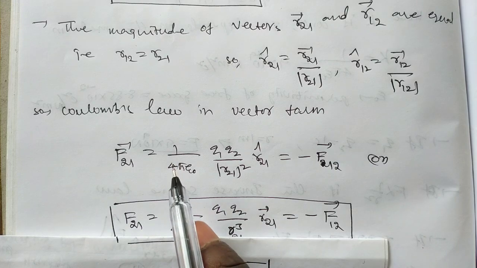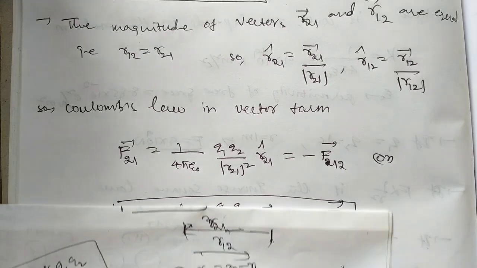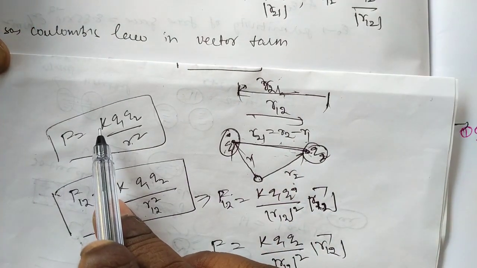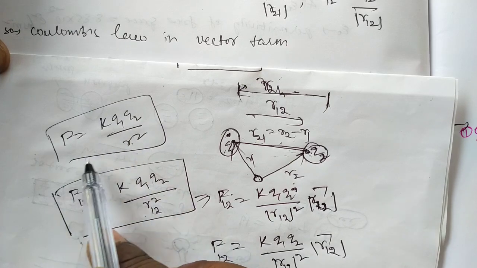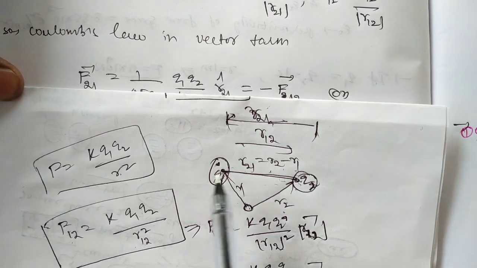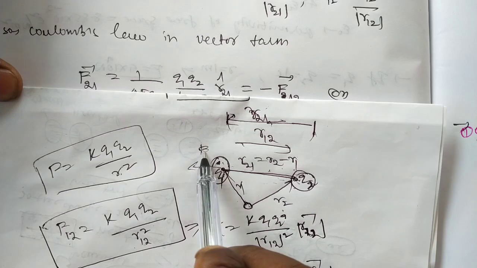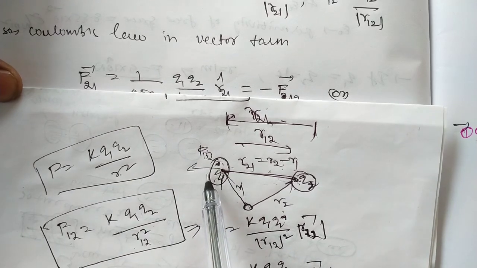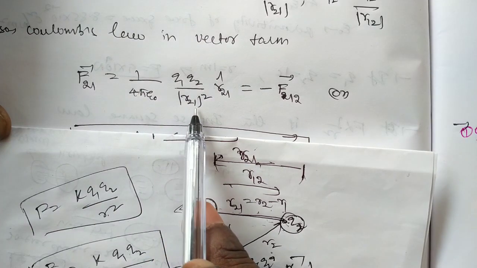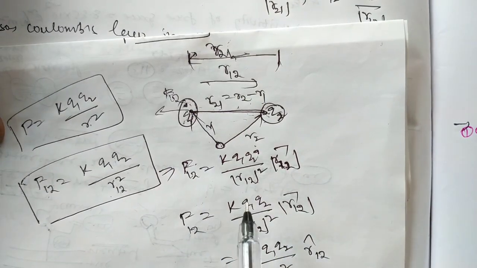F21 is equal to 1 by k, or 1 by 4 pi epsilon naught. That is, F is equal to k q1 q2 by r square. It is the general formula, Coulomb's law. We can apply it for the first charge q1, where the force is F12. Thus F12 is nothing but 1 by 4 pi epsilon naught q1 q2 by r21 square into r cap 21. This is the explanation of the relation.